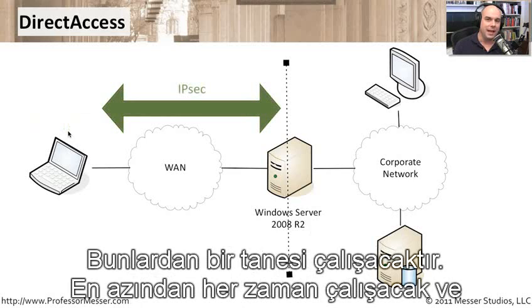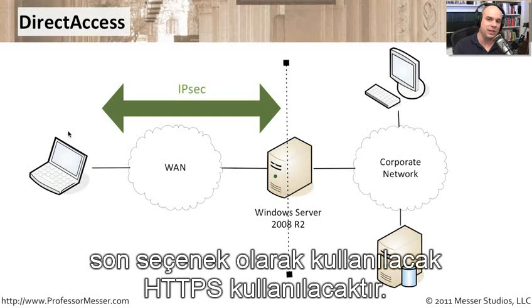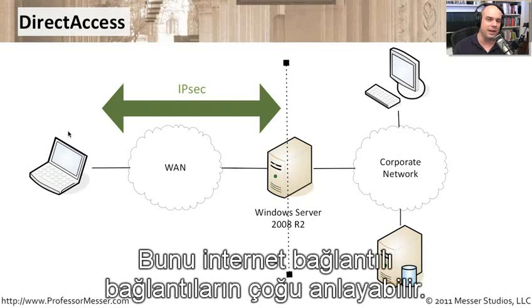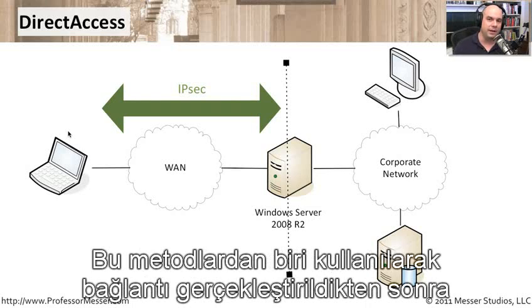Almost always HTTPS as a last chance is a very good chance because it's running over 443. It's using standard HTTPS protocols, things that most internet-connected links understand. And once it is able to connect using one of those methods, it sets up this IPsec tunnel.